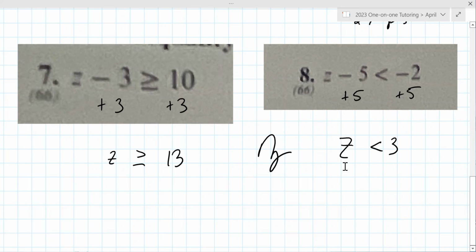If you don't like the variable, you can switch it too, and then just switch it back at the end. But that's just some ideas. Okay. On to 9 here.